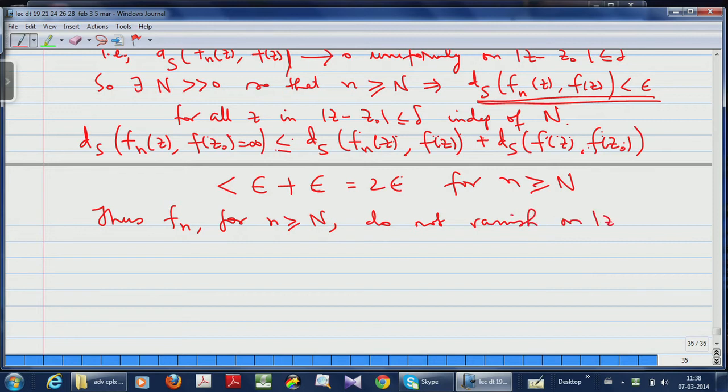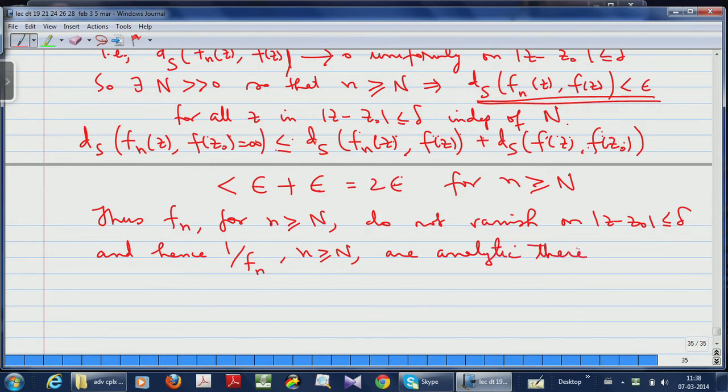on |z - z₀| ≤ δ, and hence 1/fₙ for n greater than or equal to capital N are analytic, or holomorphic, there. I wanted to invert the fₙ's because I want to use the invariance of the spherical metric with respect to inversion.